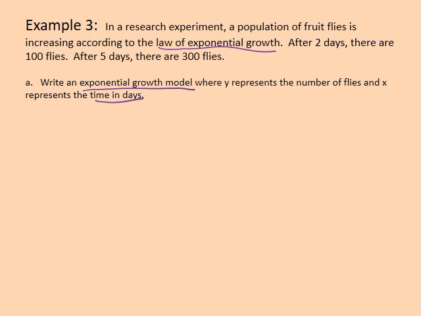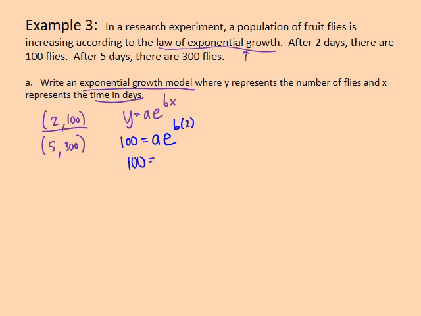So the first thing we need to do with this example is write the 2 points that the problem gives us. So after 2 days, there are 100 flies, and after 5 days, there are 300 flies. Now they told us it's exponential growth, so we're going to use the equation y equals a e to the bx. The first thing we're going to do is take our initial point, 2 and 100, and substitute everything in for x and y. So we're going to say 100 equals a times e to the b times 2. So we have 100 equals a e to the 2b.